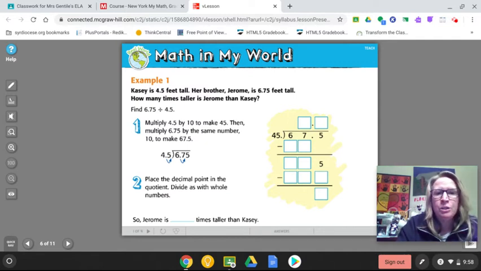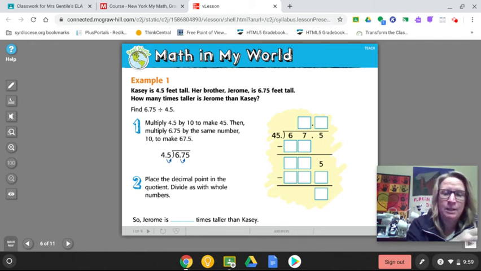Okay. All right. So it says Casey is 4 and 5/10 feet tall. Her brother Jerome is 6 and 7/500 feet tall. How many times taller is Jerome than Casey? So what we're doing is we're dividing 6 and 7/500 divided by 4 and 5/10. Okay, well, now we do have a decimal in the divisor, but we cannot have a decimal in the divisor. So what we have to do is multiply it by a power of 10 to make it a whole number so that it doesn't have a decimal in it.